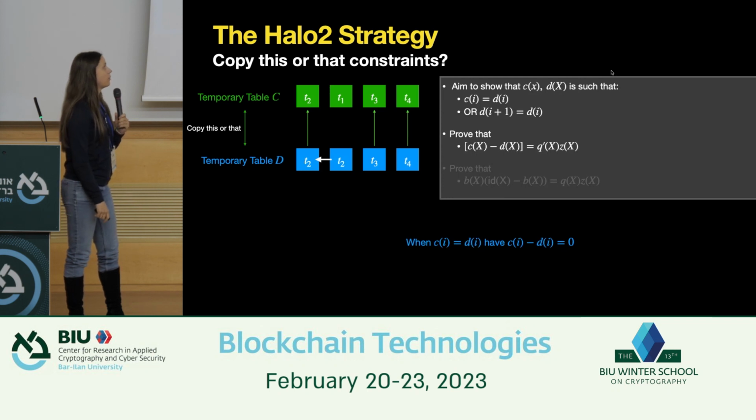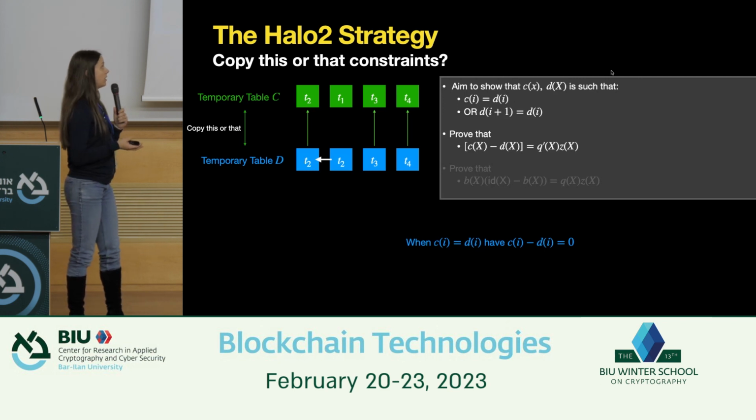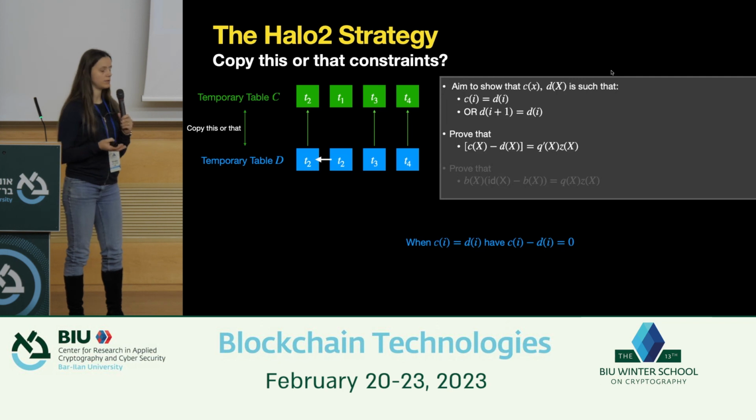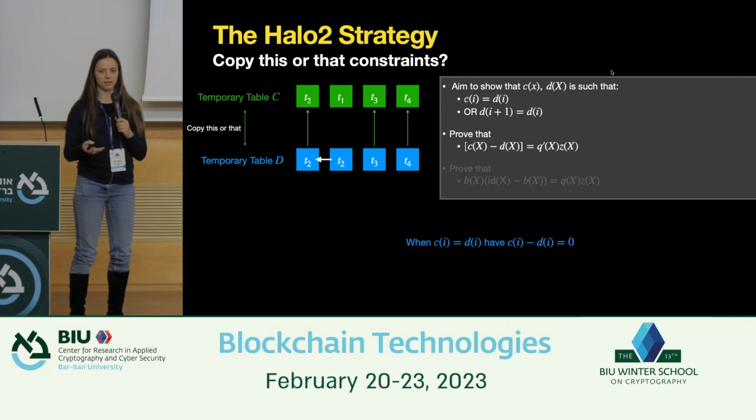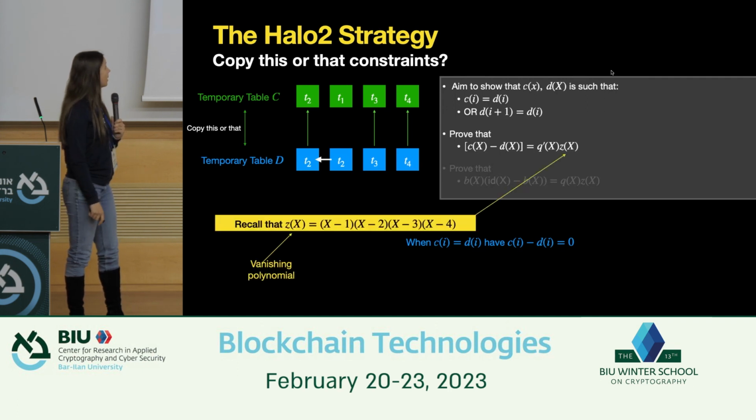So the first step, if we want to show that C_i is equal to D_i, well, this is an equality constraint, so we're just going to check whether C of x minus D of x evaluates to 0 over the domain. And in this particular case, we do have that C_i is equal to D_i, so that constraint will be satisfied. Recall here that Z of x is a vanishing polynomial, so it vanishes over the domain.